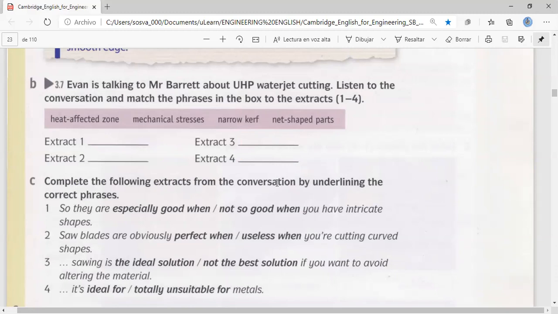Now we have letter C. Some phrases that we have to complete using the extracts from the conversation. So you have the four. I don't know, maybe it's one phrase per extract. But you have the phrase, you have the different options. I think it's good to listen one more time. So listen and complete the phrases. Choose this option. 3 points.